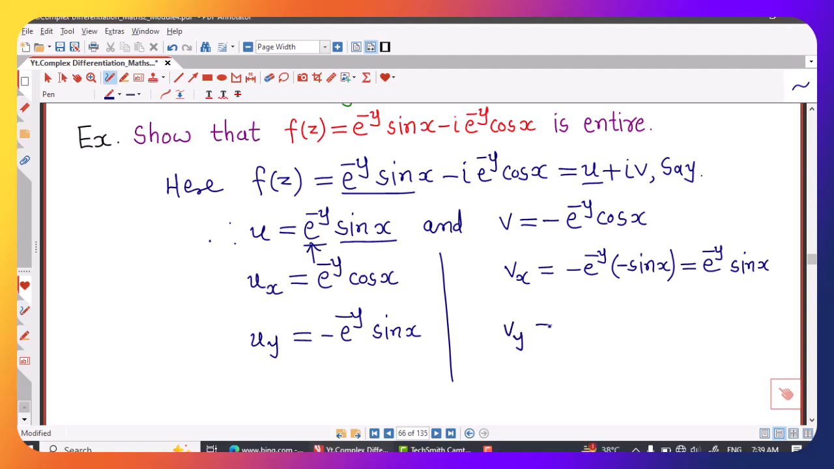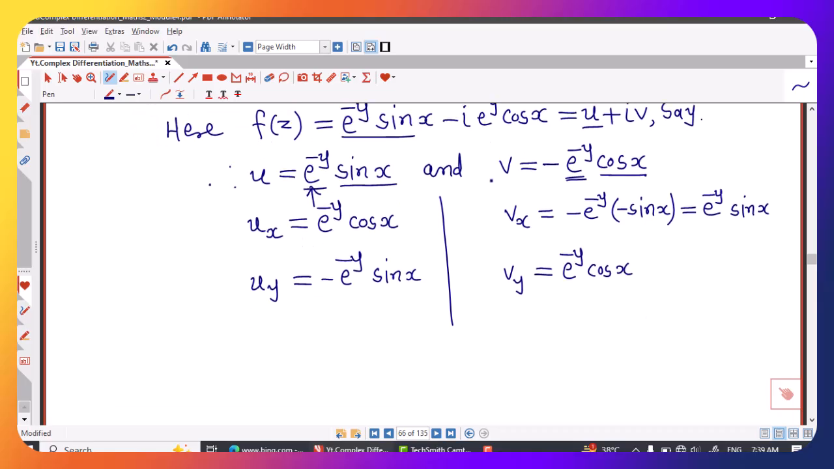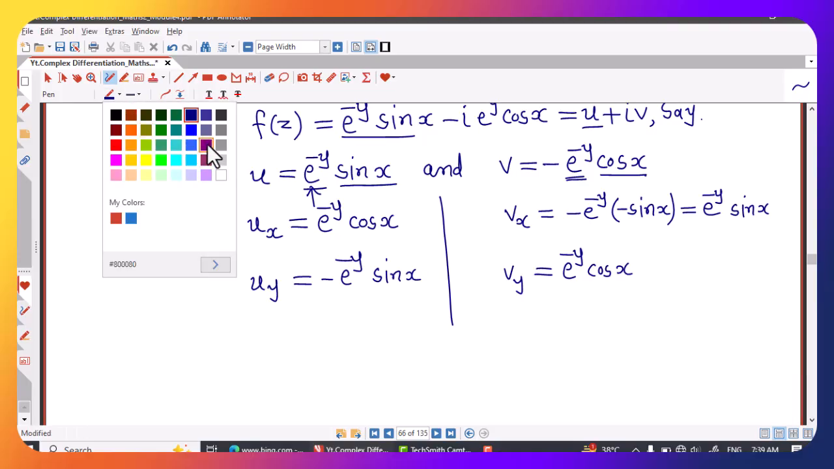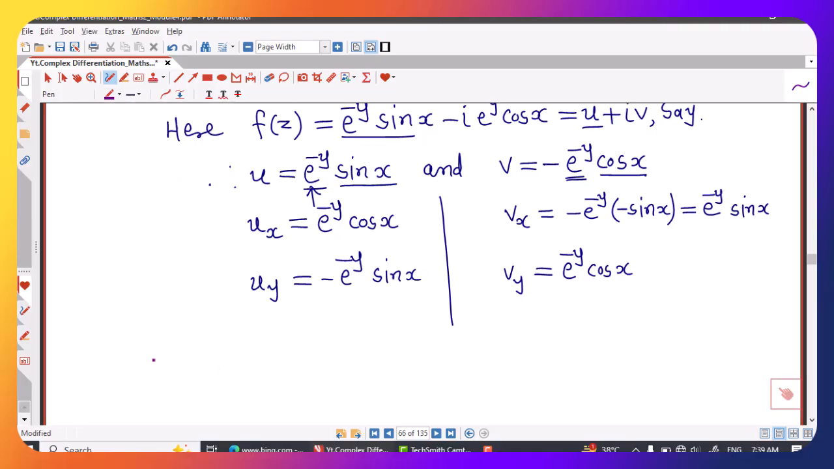And when we differentiate with respect to y, this is constant, the derivative of e raised to minus y is minus e raised to minus y, and minus minus is plus, so here we have e raised to minus y cos x as it is. And then we check at which points the CR equations are satisfied. We know that the CR equations are del u by del x equal to del v by del y, and del u by del y is minus del v by del x.